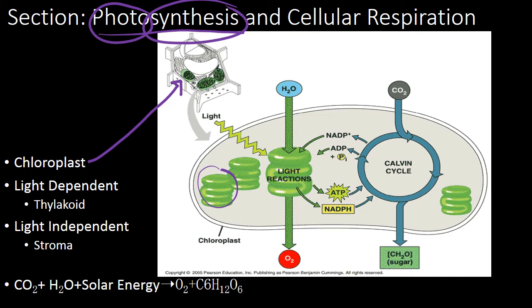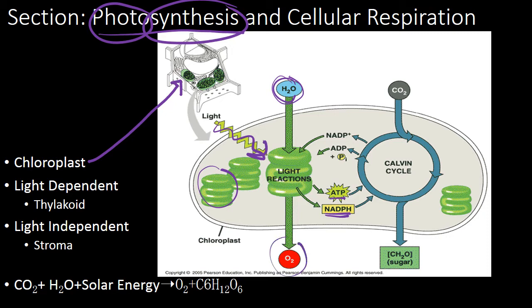What happens for light dependent? Light strikes the thylakoid. That solar energy gets converted into ATP and NADPH. NADPH is an electron carrier. So it'll take those hydrogens that it just pulled off of water and it will store them for the time being. And we'll use them in a moment when we get to light independent. So water is being broken apart using solar energy in the thylakoids and it's releasing oxygen gas.